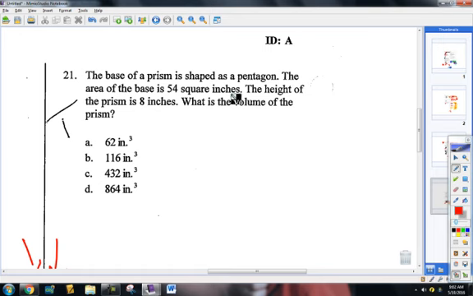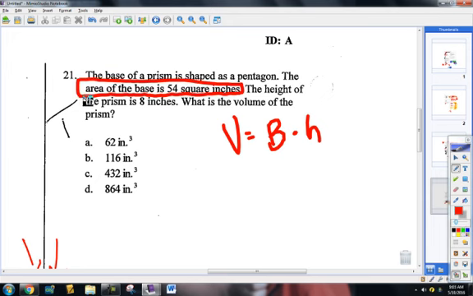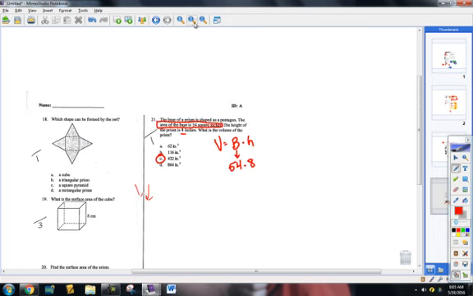Okay, 21. This one, you're finding the volume, but what I was really trying to show you is it gave you the area of the base. So what did it give you in this formula? It gave you big B. It gave you capital B, right? It gave it to you. You know what it is. Now it's all about just figuring out how far it's being stretched, which is 8. 54 times 8 is? 432. This back page is worth 1, 2, 7.